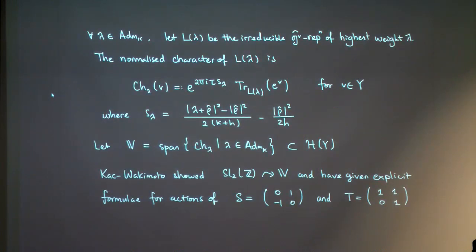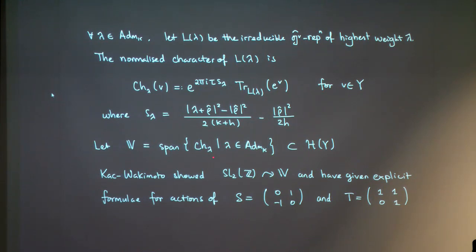And then, just like what you do for integrable representations of affine algebras, for any admissible weight lambda, you take, as I said, L lambda, the irreducible G hat representation of highest weight lambda, and you define a normalized character of this thing by taking the trace of an element. You take v, an element in Y, which is part of this affine Cartan. You take the exponential of that, take its trace, and you renormalize it by a certain factor. So I think we don't need to care about these details. And you have a renormalized character for each of these representations.